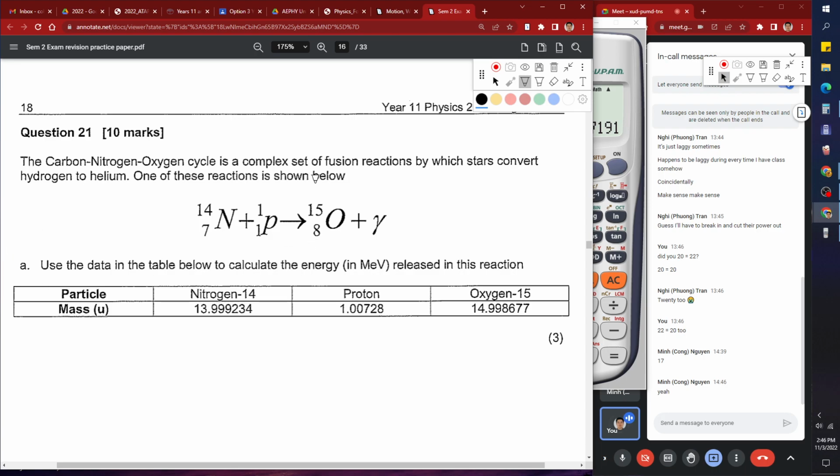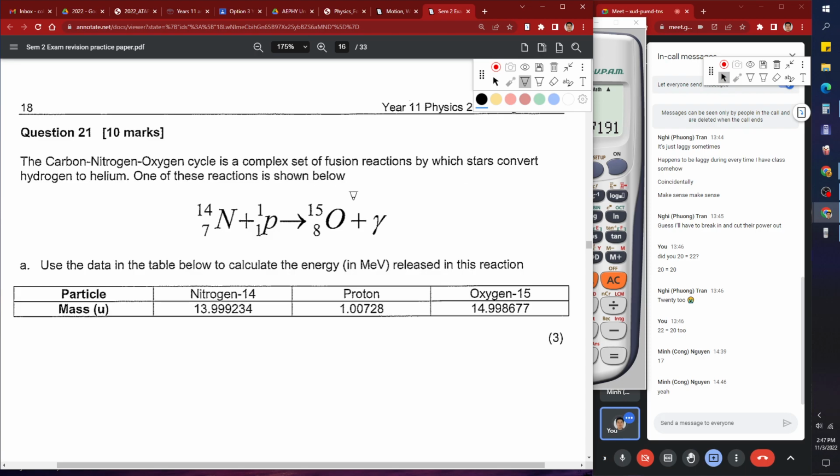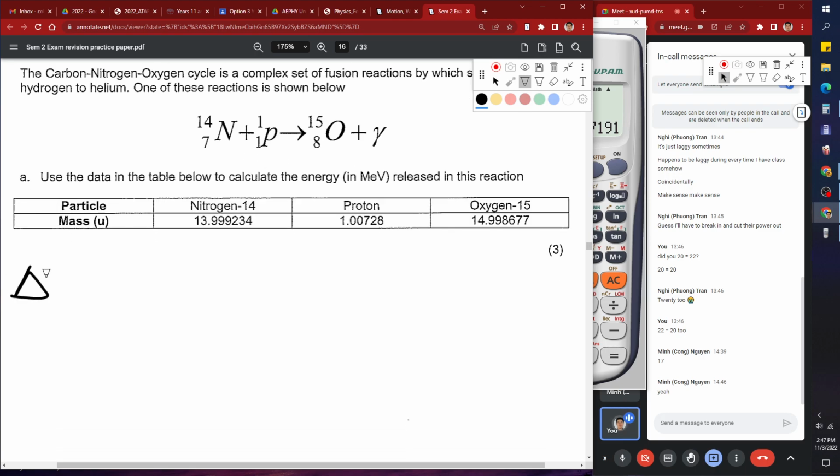Question 21. Here is a nuclear fusion reaction. It looks like a nitrogen and proton being combined and changing to an oxygen atom, and gamma is released. Use the data in the table below to calculate the energy in MeV released in the reaction. So there's going to be some energy released. We have the reactants on this side, and we have to find their mass. So we have to find the mass defect, which is going to be these two.